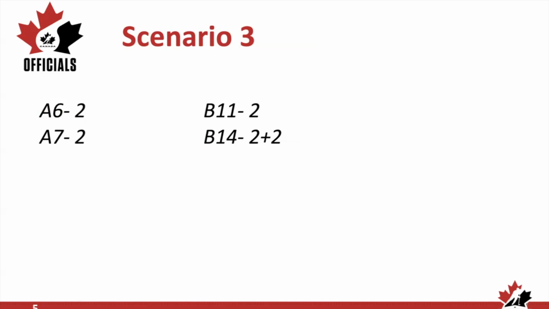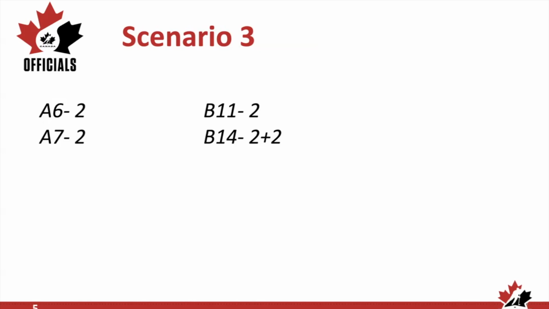Scenario 3 is a little interesting as well. So again, A6 and A7 have minor penalties each. Again, a reminder, all these penalties would be assessed at the same time. B11 has a minor penalty, but B14 has a double minor penalty. Let's say that's for slew footing, 2 plus 2. So we want to cancel as many penalties as possible. So we have 3 2-minute penalties on the B side, 2 2-minute penalties on the A side.